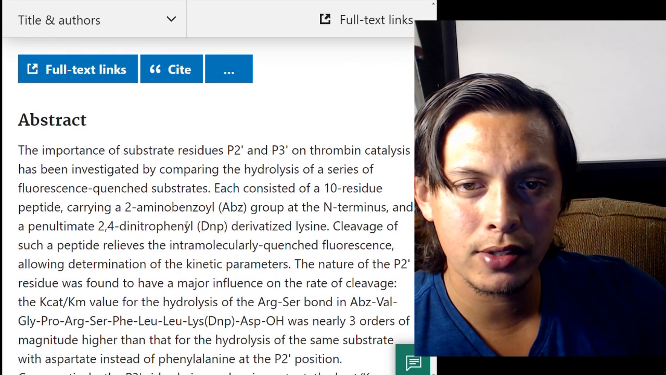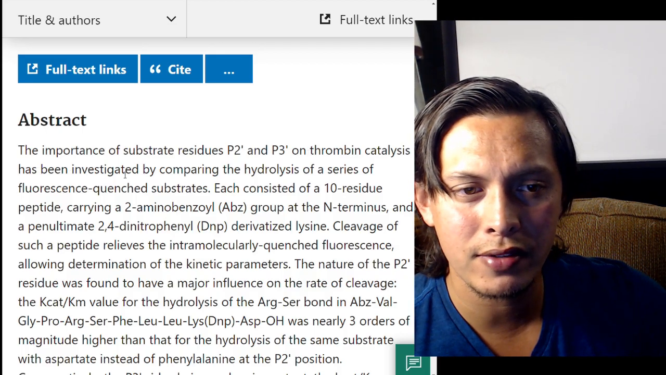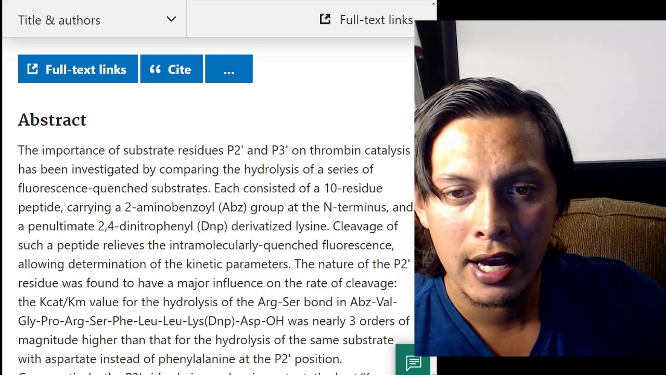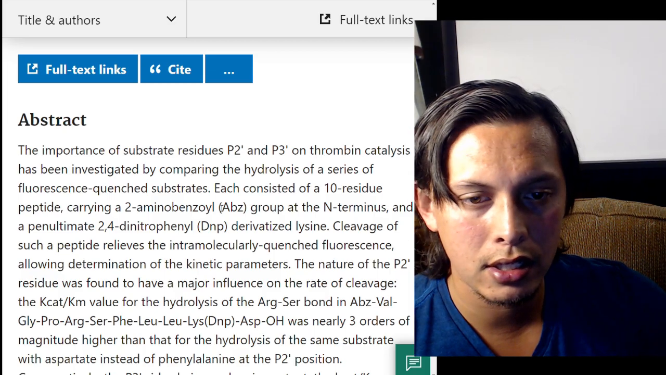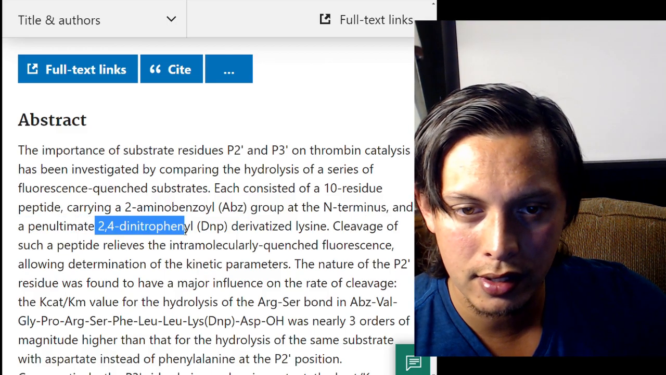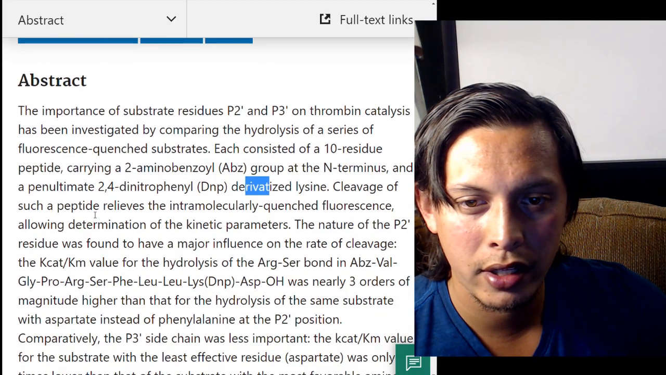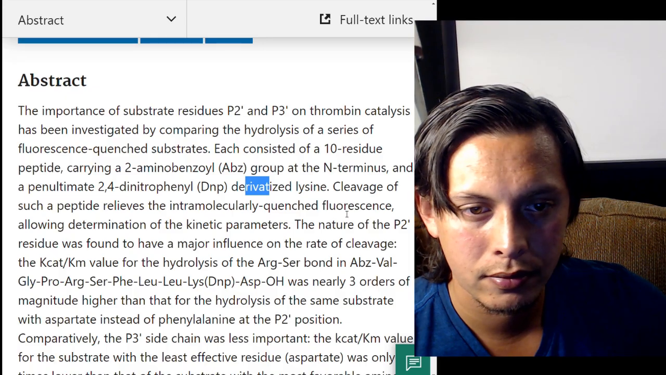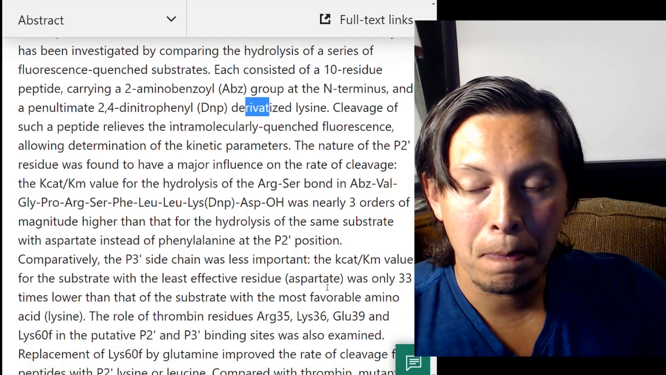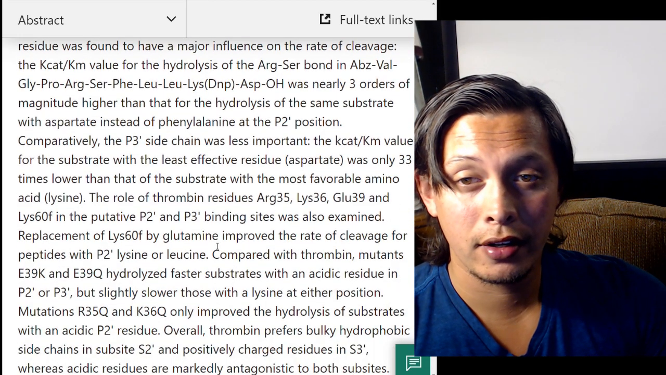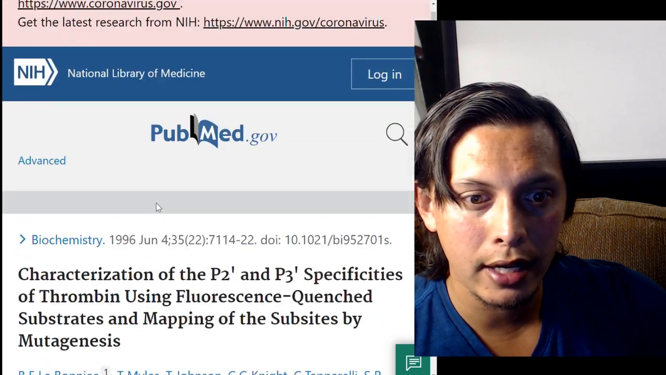The importance of substrate residues P2' and P3' on thrombin catalysis has been investigated by comparing the hydrolysis of a series of fluorescence quenched substrates. Each consisted of a 10 residue peptide carrying this, which is fluorescent, and this, or maybe this is fluorescent and this is the absorber. I don't know. Cleavage of such a peptide relieves the intramolecularly quenched fluorescence, allowing... This is just a study of the rates of thrombin. So, yeah, I don't know why.